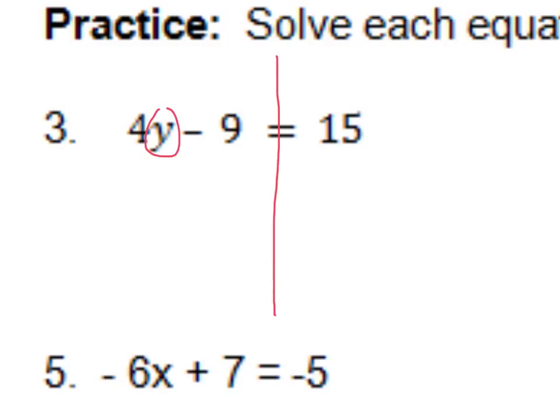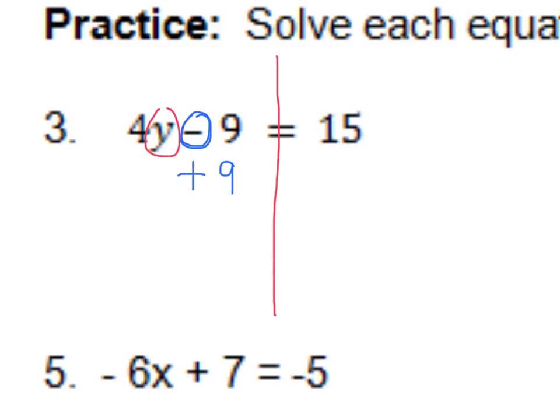So since our goal is to get this y term all by itself, we're going to do the inverse operation. Inverse operation means we're just going to do the opposite operation of what we've got. So the operation that we have right here is minus 9. What is the opposite of minus or subtraction? Well, the opposite of subtraction is addition. So what we're going to do is say plus 9.